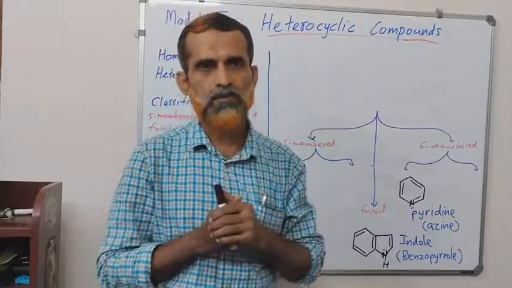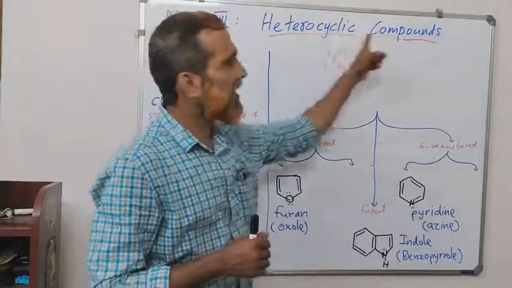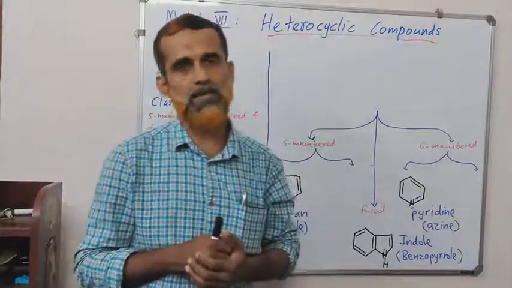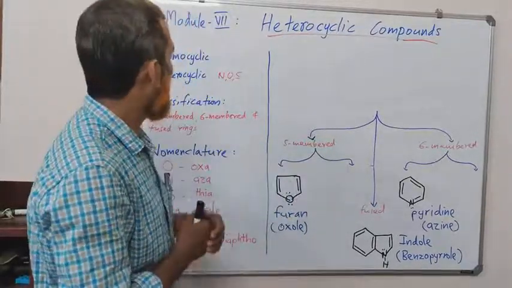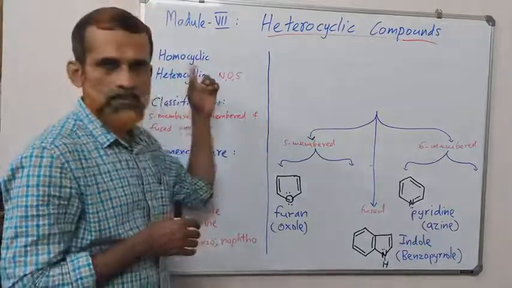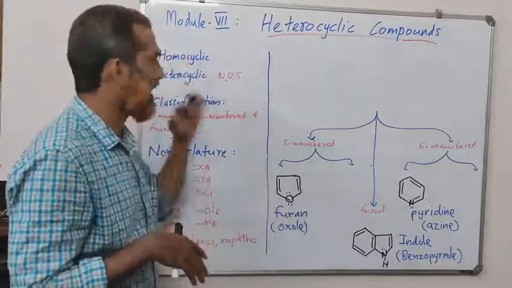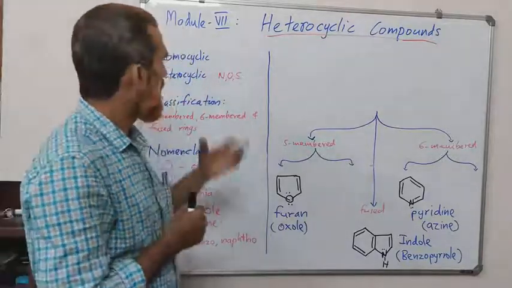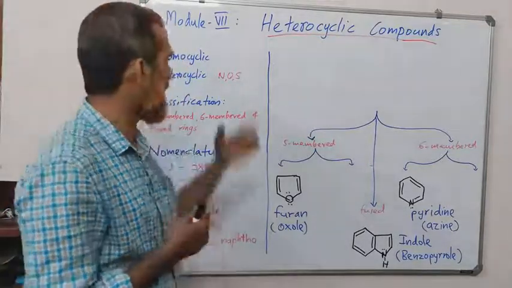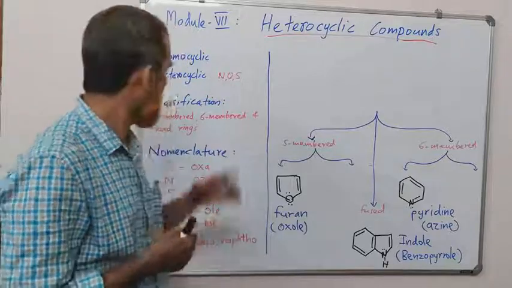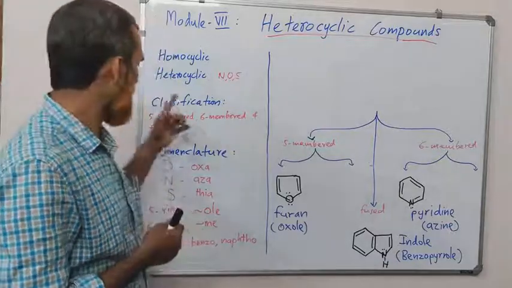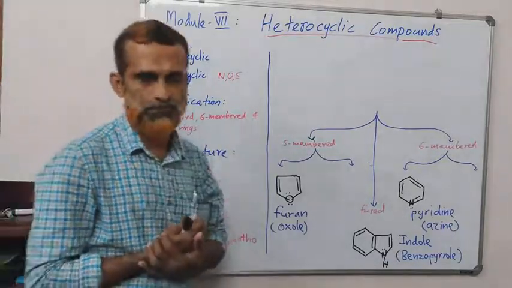Today we discuss heterocyclic compounds, which is part of module 7 in organic chemistry. Today we have an introduction of heterocyclic compounds. We will discuss the difference between homocyclic and heterocyclic compounds, the important heteroatoms which occur in heterocyclic compounds, that is nitrogen, oxygen, sulfur, classification of heterocycles, and also the nomenclature.